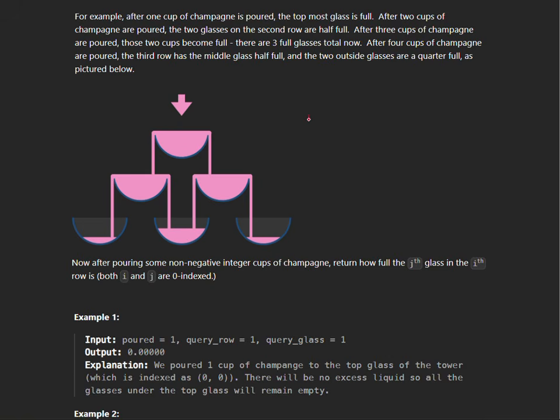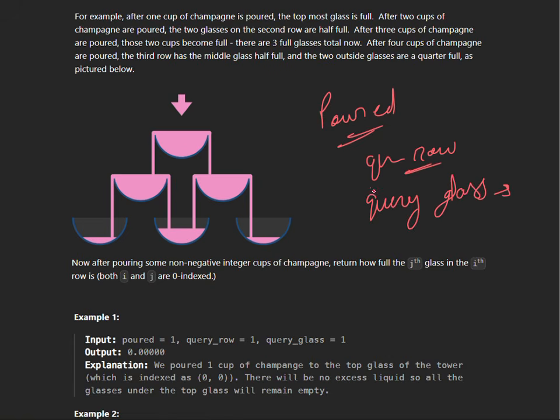We are given the total poured quantity, like how many glasses of champagne will be poured, and with that we are given two variables: query row, that is the row number, and query glass, that is the glass in the row. We have to tell the amount of champagne present in the glass at the query row and query glass. So let's see this example.